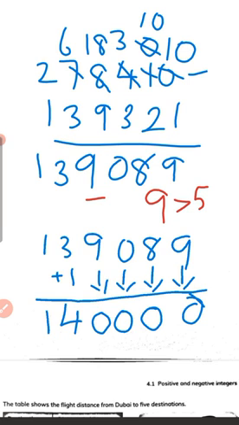So here the difference between these numbers is 139,089. When we are rounding it to the 10,000s place, check the thousands place, which is greater than 5. So we have to round the number up by adding 1 to the digit in the 10,000s place. Here the 10,000s place is 3. 3 plus 1 is 4. And replace the other digits by zeros. So our answer is 140,000. Okay.